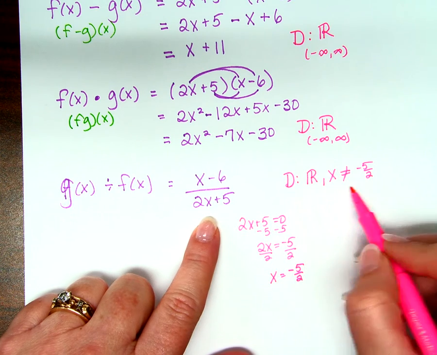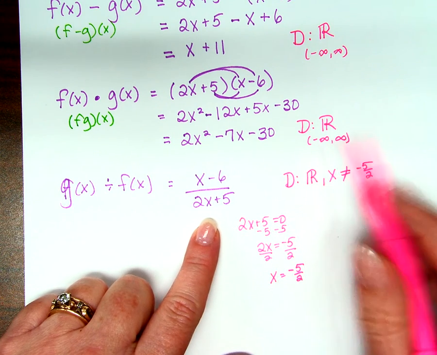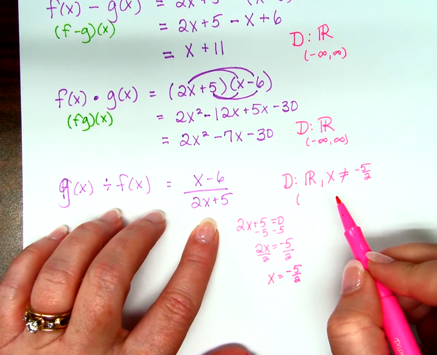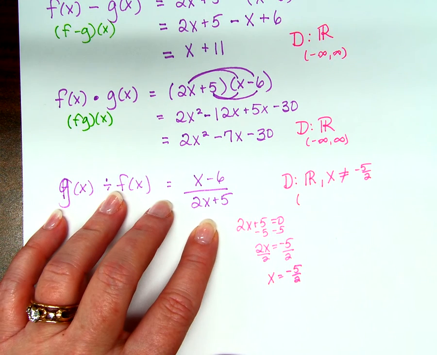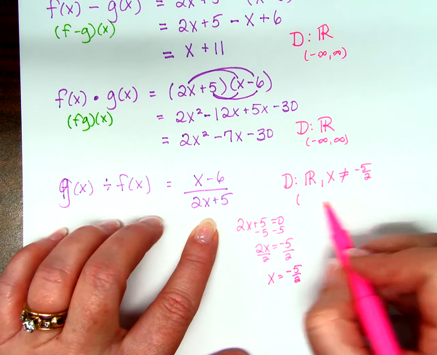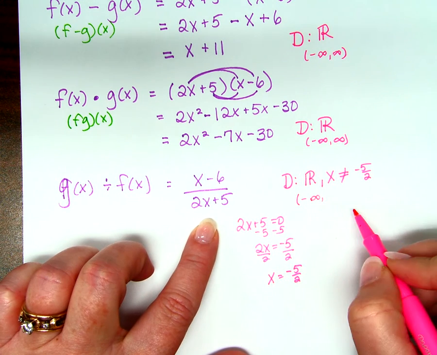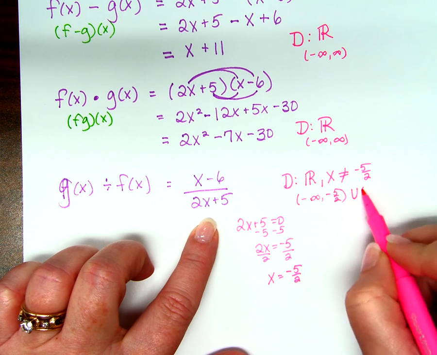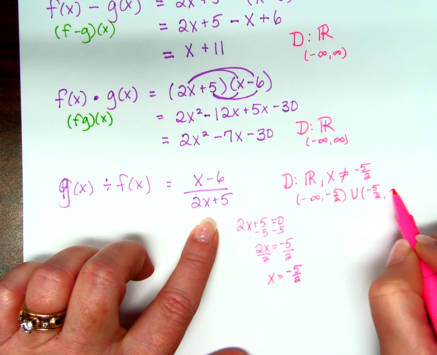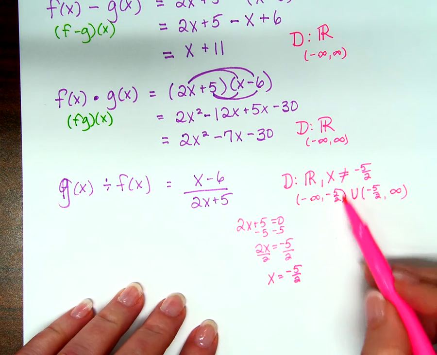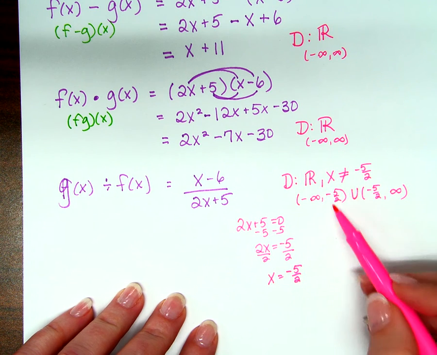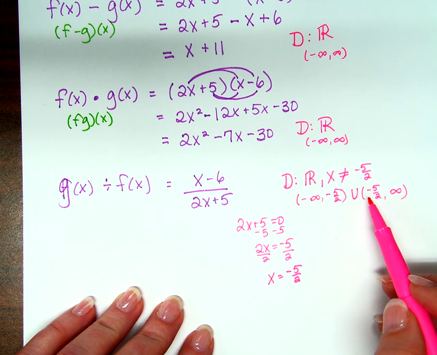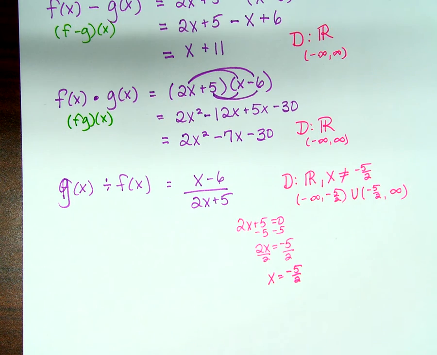Now the other way, do you remember how to write it the other way? In interval notation? Can I just remind you? It's been since the beginning of the year since we've done it. Negative infinity to negative 5 halves, union with negative 5 halves to positive infinity. There's no brackets because negative 5 halves is not included. I go all the way up to negative 5 halves and I stop and I start again on the other side of negative 5 halves and go on.